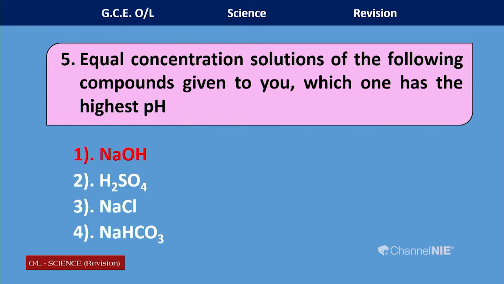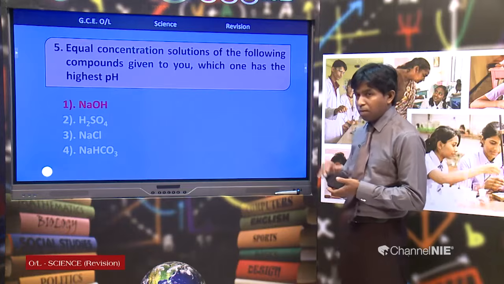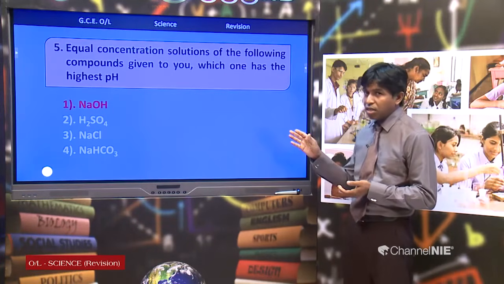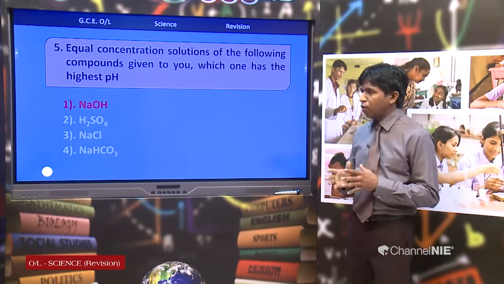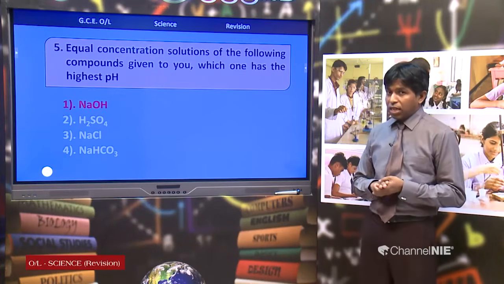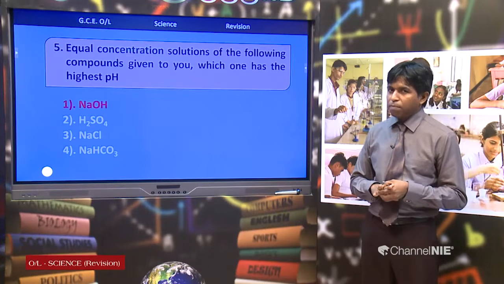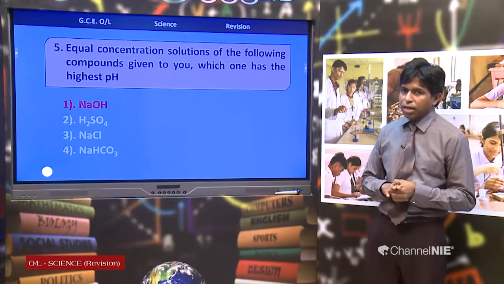If the question asks for the lowest pH, the answer would be the second one, sulfuric acid. Right. Sometimes you can get a set of compounds like this and they will ask you to arrange them in increasing order of pH. Sometimes they can ask the same question in decreasing order of pH. So you can get these questions in different forms. Therefore, refer to grade 11 seventh chapter, acids and bases, to answer these questions correctly.